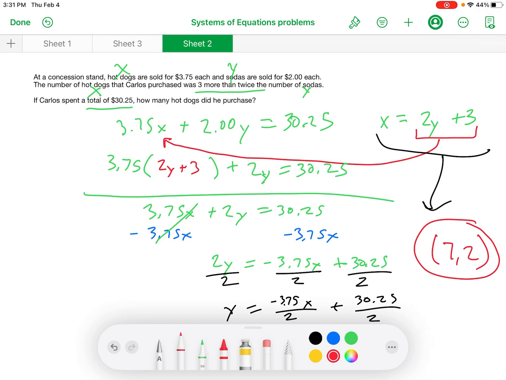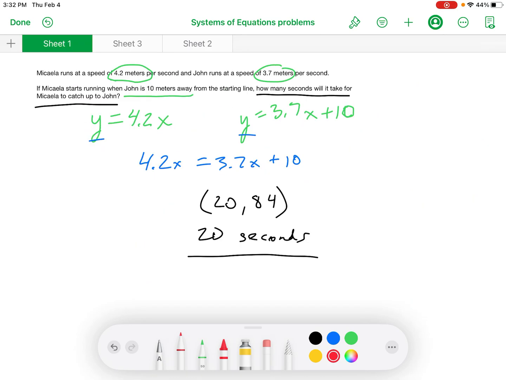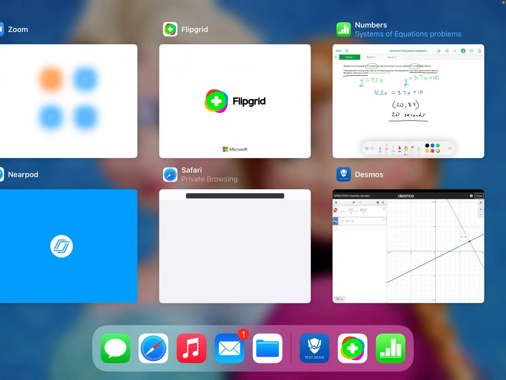But we also always have to read the question. We've got to know if Carlos spent this much money, how many hot dogs did he purchase? We're not looking for the full solution. We're just looking for the number of hot dogs. And our value was x for hot dogs, so our answer is, of course, 7 hot dogs. So there it is. Make sure you're always reading the question carefully, and regardless of what system of equations you're given, you know that you have different methods you can use to solve. You can use substitution, you can use elimination, or you can change both equations into slope-intercept form if they're not already in slope-intercept form, and then you can graph them.